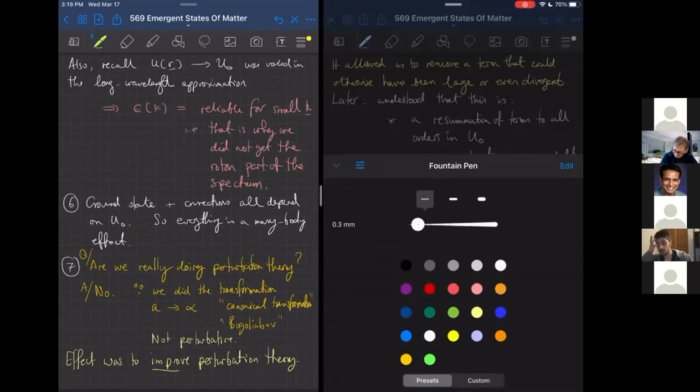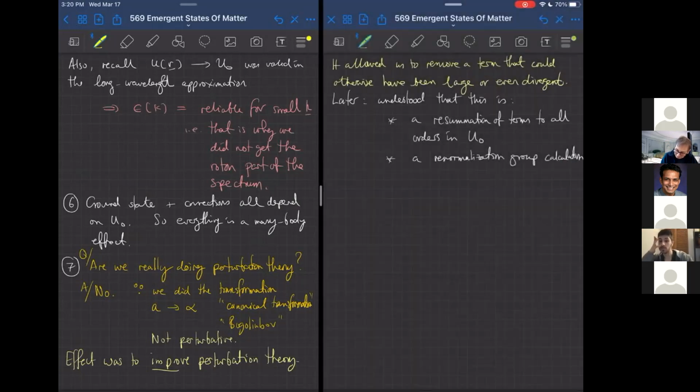Let's see, point 8 I want to make is a kind of consistency check. So the consistency check is this. We worked out what epsilon of k is, and we saw that basically it goes at small k as h bar k times a number that is the speed of first sound. And so now let's check that this is indeed what we would have expected from thermodynamics.